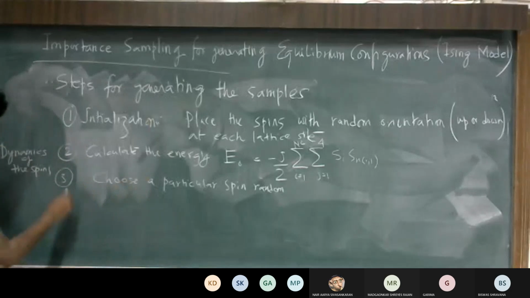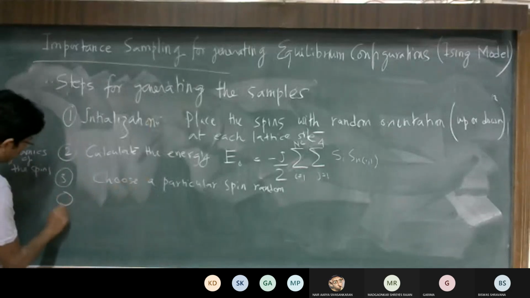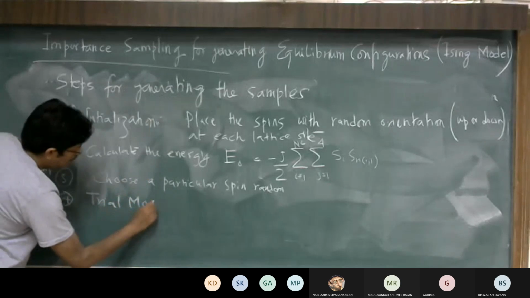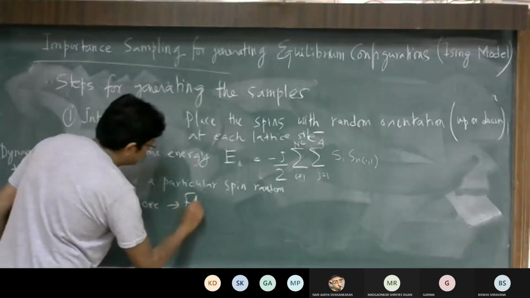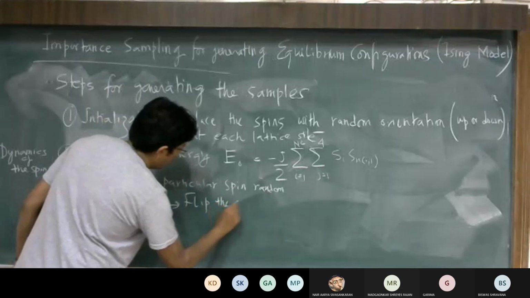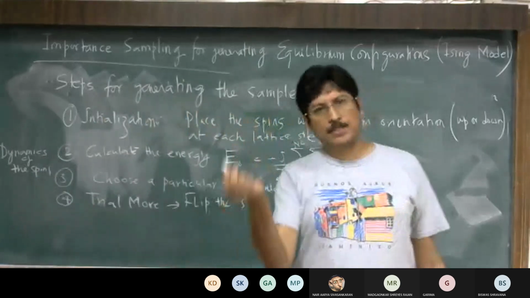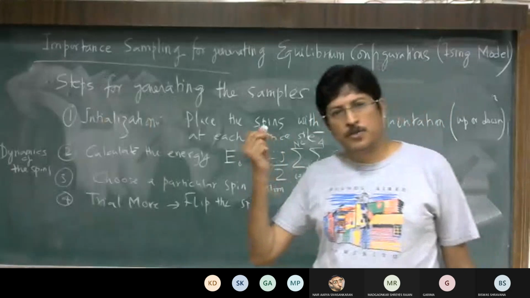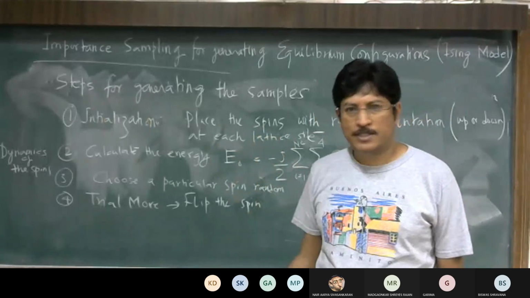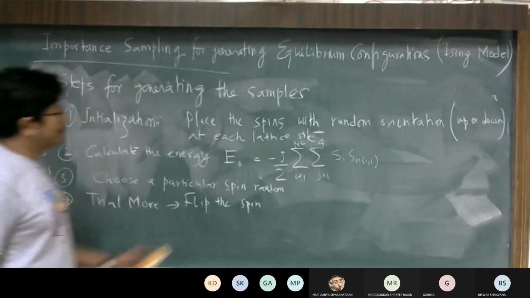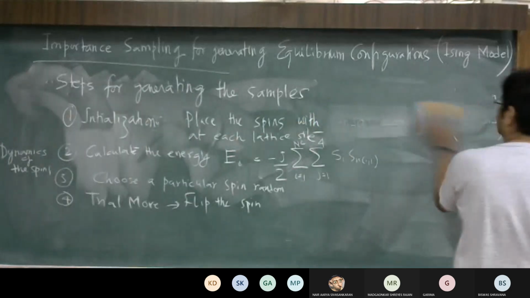And once you have chosen the spin, you do a trial move. What do I mean by trial move? You flip the spin. Right? So if the chosen spin happens to be up, then you make it down. If the chosen spin at that particular site was down, you just flip it and make it up. So that is the trial move. So this is the fourth step. Let me just write the fifth step here.